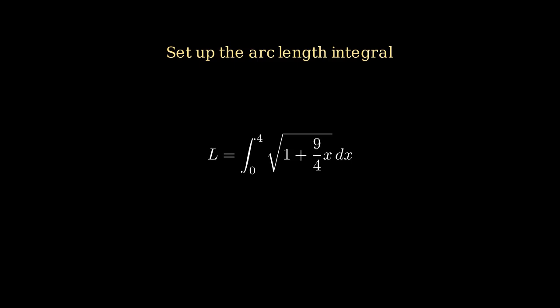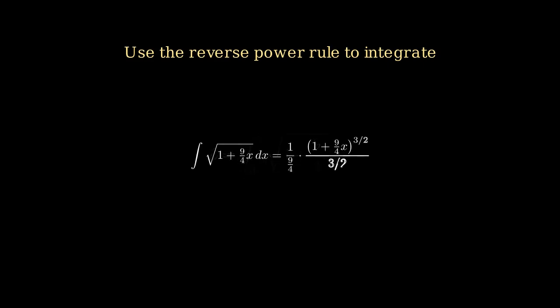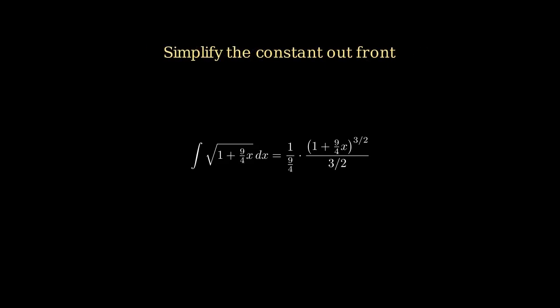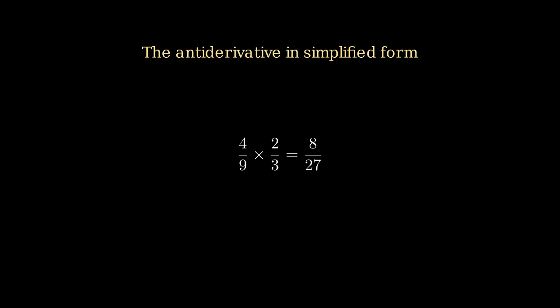Using the reverse power rule for integration, we increase the power from 1/2 to 3 over 2 and divide by that new power, then divide again by the derivative of the inner expression, which is 9 over 4. Dividing by 9/4 is the same as multiplying by 4/9, and dividing by 3/2 is the same as multiplying by 2/3. Multiplying 4/9 by 2/3 gives us 8/27. So the antiderivative equals 8/27 times, open bracket, 1 plus 9/4 times x, close bracket, to the 3/2.